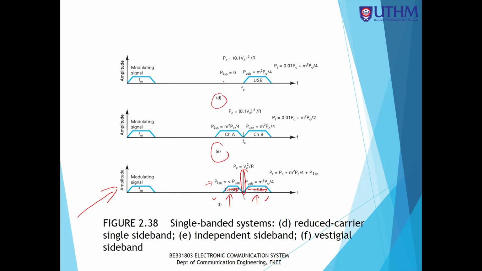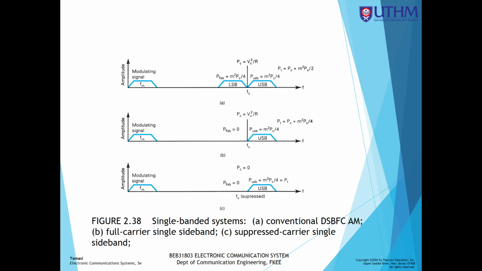Picture D is for the reduced carrier single sideband. This is the single sideband modulation scheme where we have only a single sideband and a reduced carrier component. The carrier component has been reduced very much. If we go to picture C, this is for the single sideband suppressed carrier. This means no carrier component; the carrier component is 0.